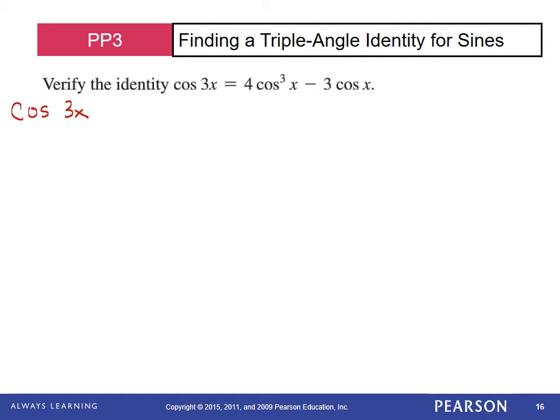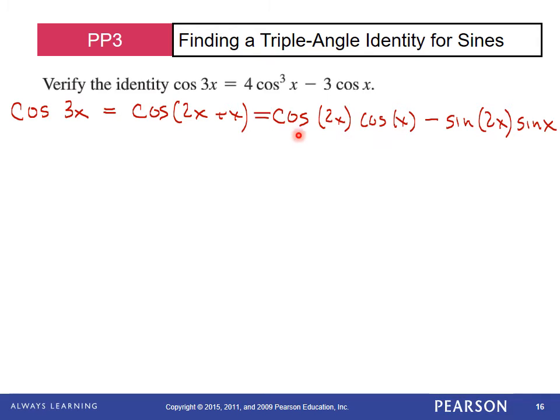If you haven't done so already, we have cosine of 3x. We're going to separate those out like we did in the example problem here. So cosine of 2x plus x. And don't forget, this is the sum angle formula for cosine. Remember it's going to be cosine of the first angle, cosine of the second, and there's a minus in the formula, so always the opposite sign of the original one here. Then it's sine of the first angle, sine of the last angle.